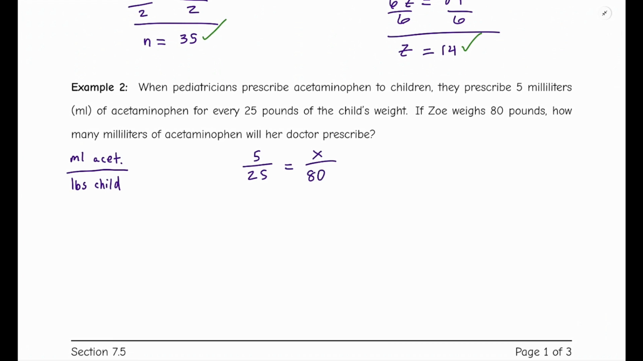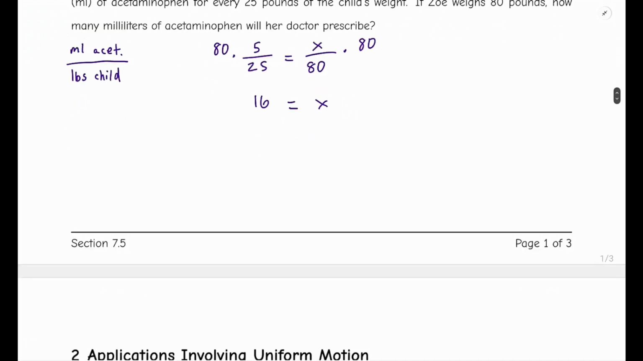And then I need to solve this. Instead of multiplying by the LCD here, I'm just going to think of this as get x by itself, so I'm only going to multiply by 80 on both sides. And then we get x is equal to 16. So 16 milliliters is how much Zoe would need.